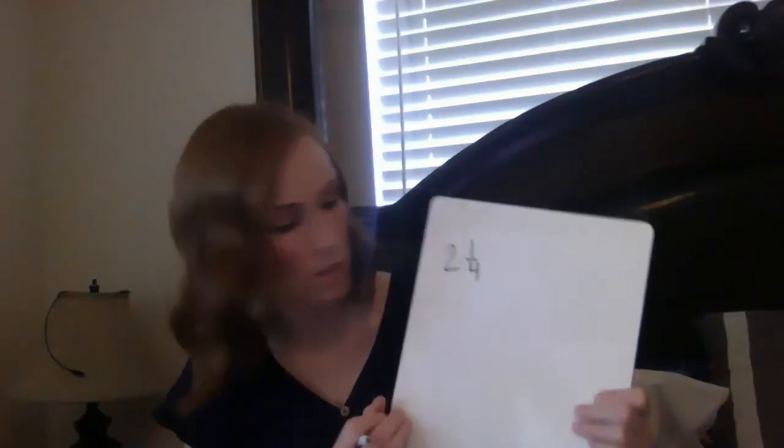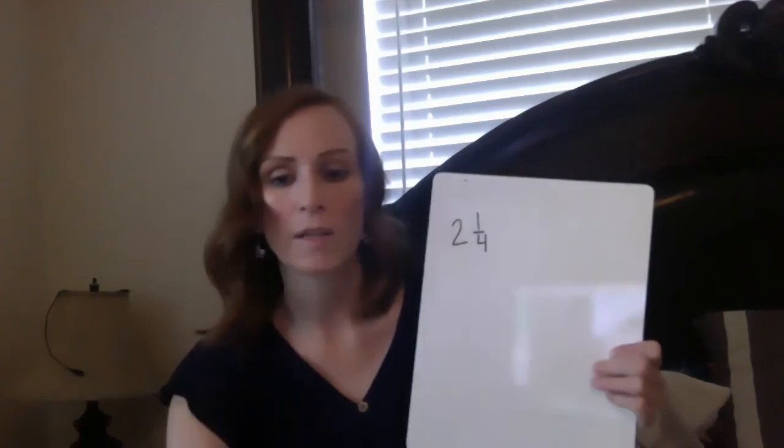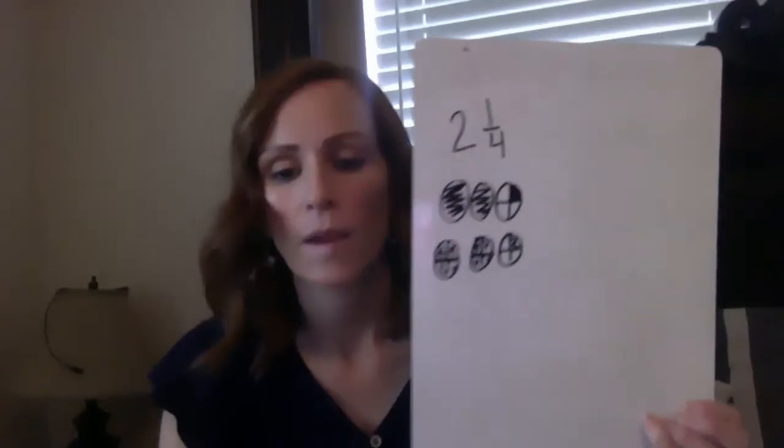We have converted improper fractions to mixed numbers by dividing. So now we're going to do the opposite. And in order to do that, we actually multiply. So if I have 2 1/4, and they want me to turn that into an improper fraction, let me show you how to do that by drawing circles. Okay, I've shown you 2 different ways to write 2 1/4.